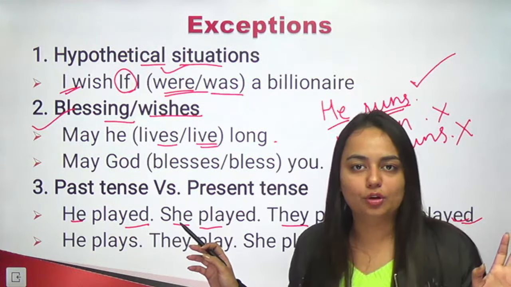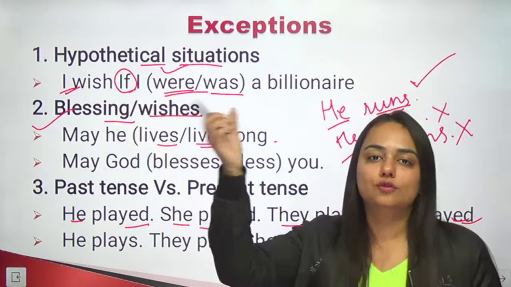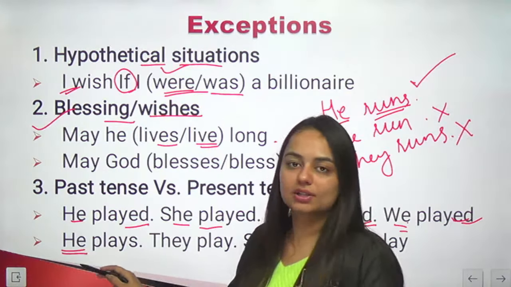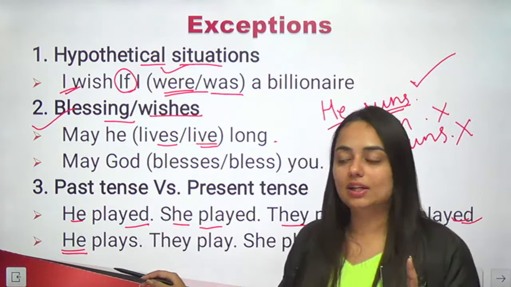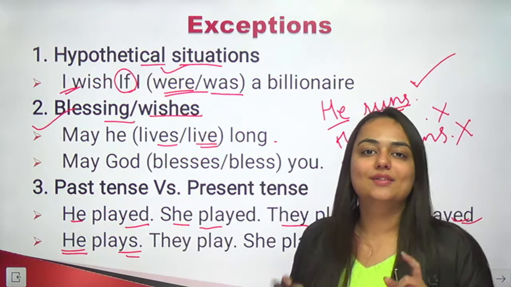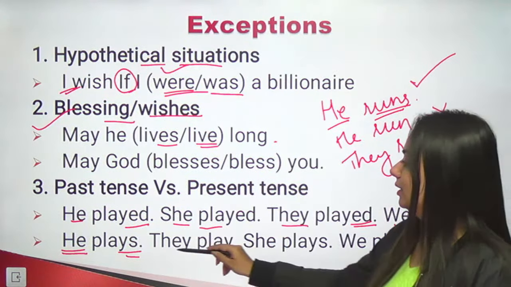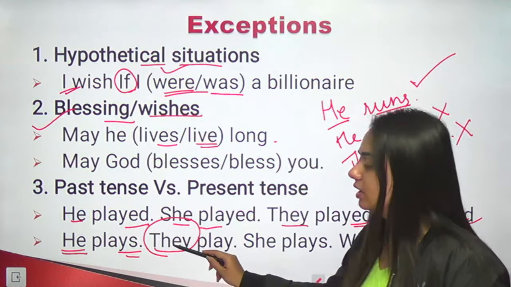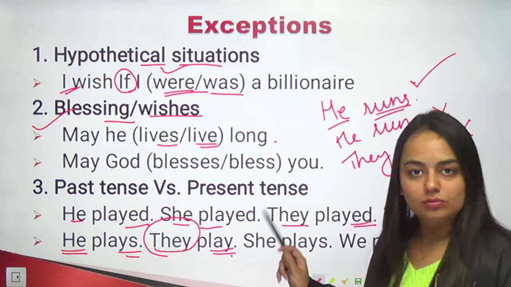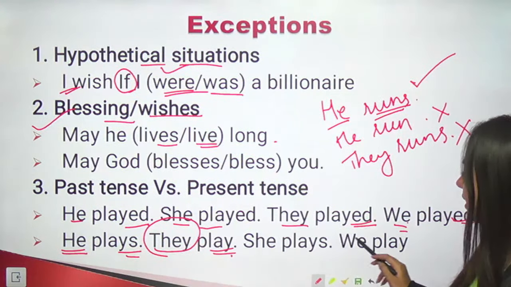Irrespective of the number of the subject, we simply use ed with it or the second or the third form of the verb. But in the present tense, with the third person singular, he, male, we use plays, verb with s or es. They play. Now, as soon as I've converted the subject into the plural, the verb also changed into plural. We omitted this s, right? She plays and we play.